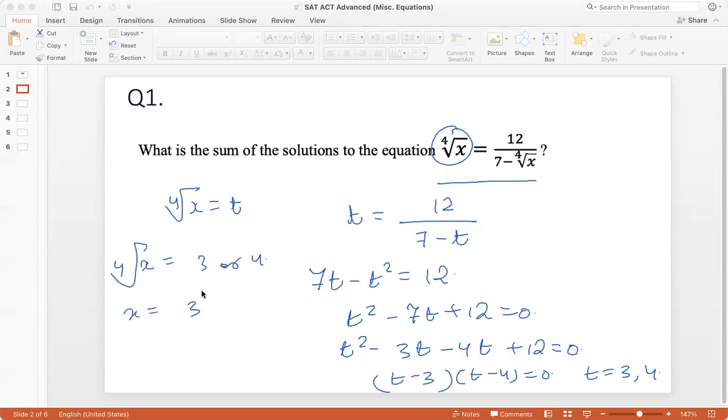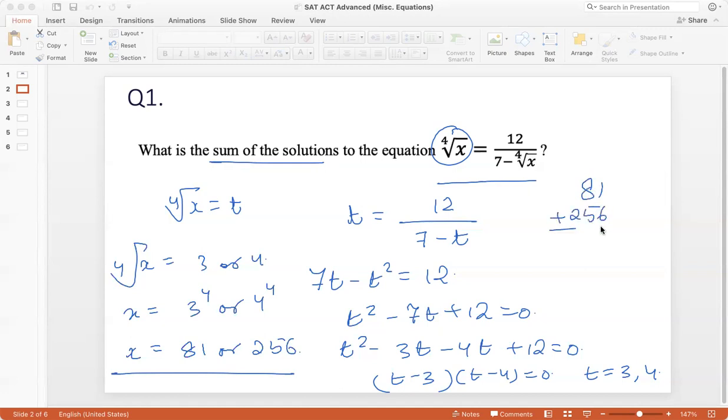So x will be 3 to the power 4 or 4 to the power 4, which means it can be 81 or 256, right? Because 4 into 4, 16, into 4, 64, into 4, 256. So these are the two values of x. The question asks us the sum of the solutions. So that would be 81 plus 256. So that's 337. So the solution for this question is 337.